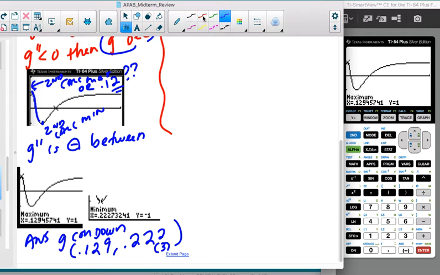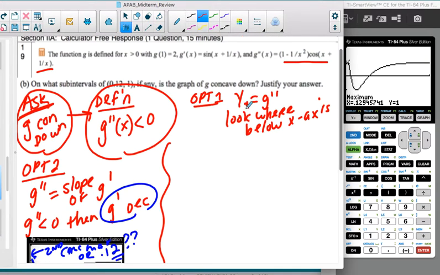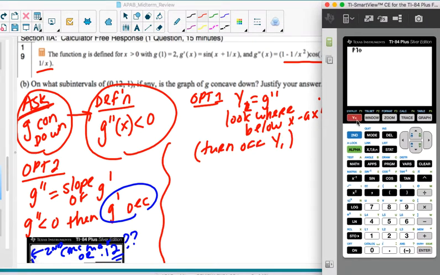Now that's one way to do it, and that's great, and that's probably how I would do it because it's faster to not have to enter the other function in, right? And I guess I'll put this in as y2, and then I would turn off the y1. I wouldn't delete it because you might end up needing it again, right? So it's not smart to delete it. It's smart to just go over and turn it off. So I can put in my y2, my g double prime.